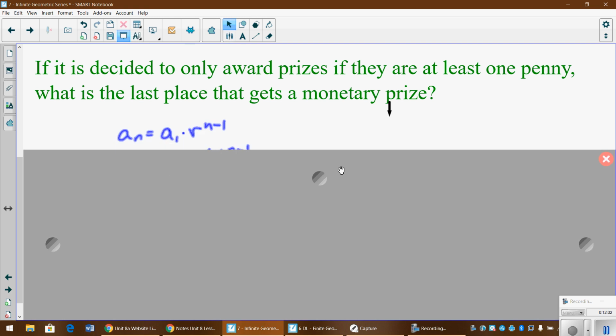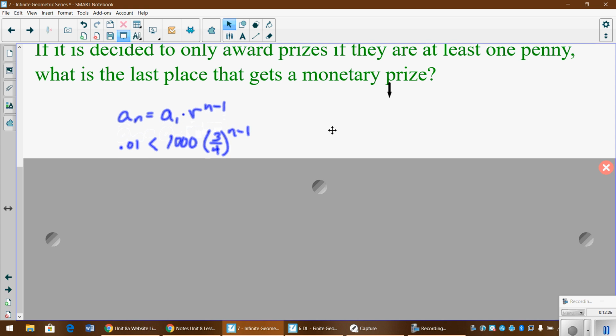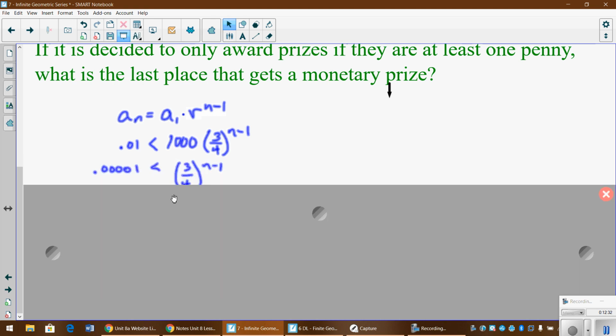The way we'd get this answer is we start off with a sub n equals a sub 1 times r to the n minus 1. This is our formula to find a value. We already know that we want the last value to be 1 penny. We know that the starting value is 1,000, and we are taking 3/4 of every previous prize, raising it to the value of the person who placed before you. So solving this inequality, we're going to divide by 1,000.